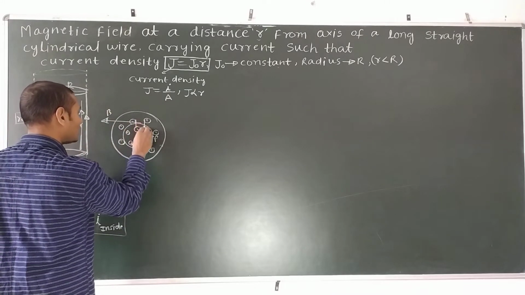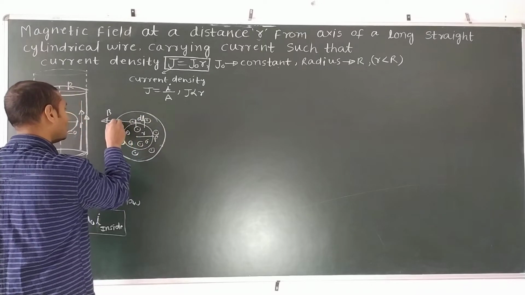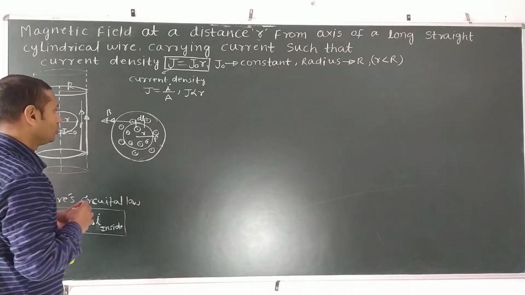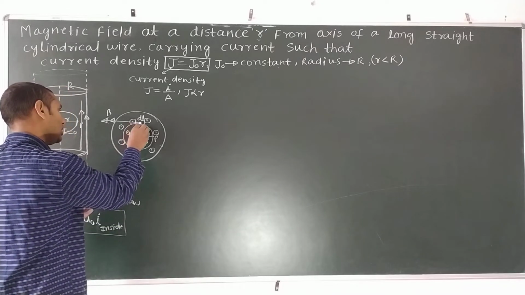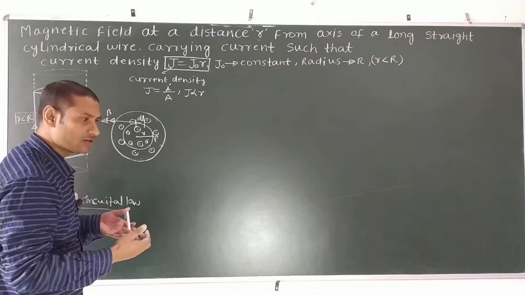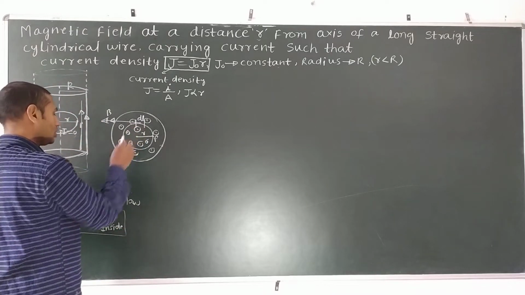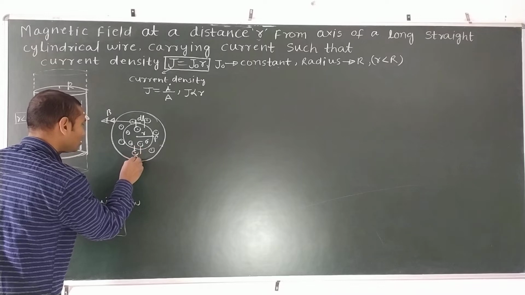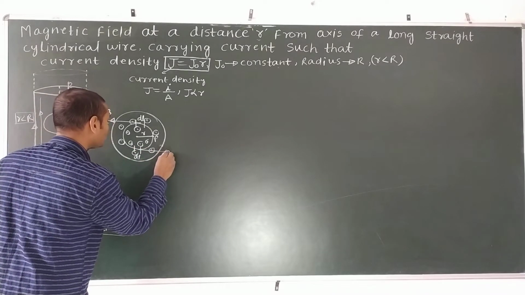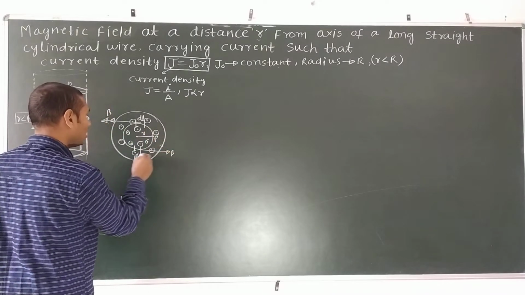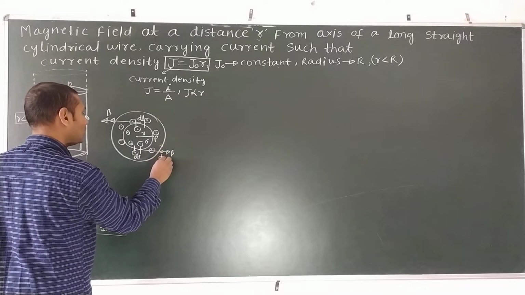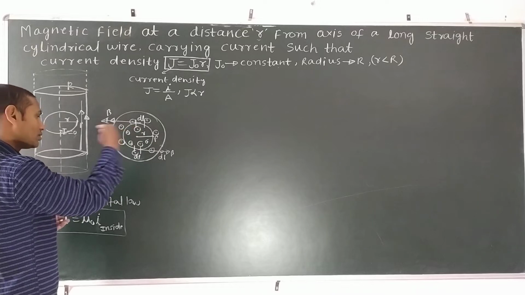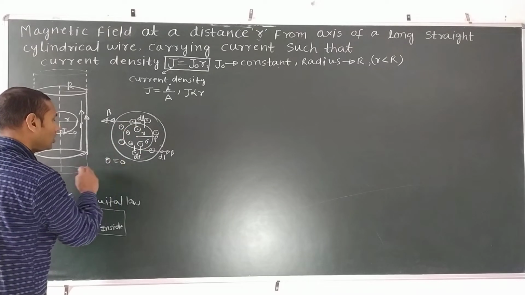We take an element of length dl. This element has the same direction as the magnetic field direction. We can take it in any direction, it is arbitrary, by Ampere's circuital law. So this is dl, and this is the direction of B, and also of dl. Here the directions of dl and B are the same, so theta becomes 0.